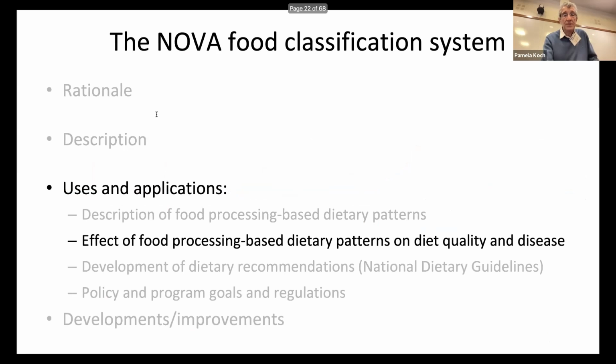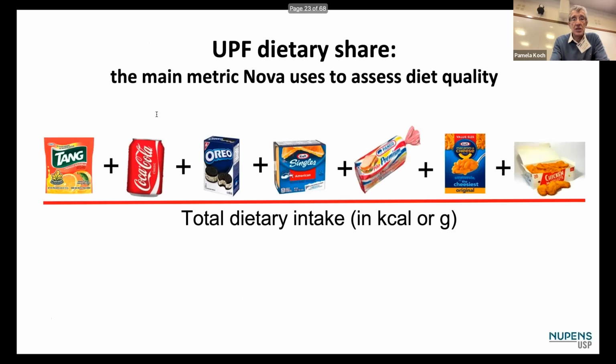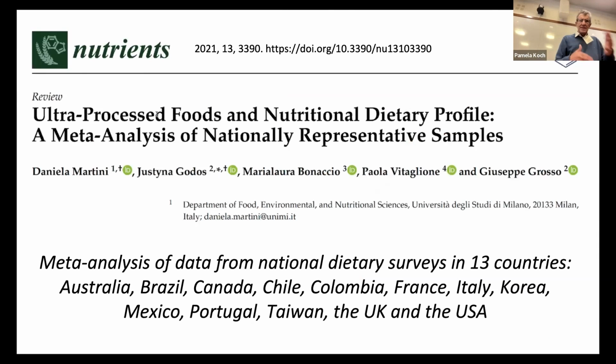Well, now let's see directly the effect of these patterns, consuming more or less ultra-processed food, more or less freshly prepared dishes and meals, on diet quality and disease, right? The epidemiological studies. The main metric used to apply NOVA to a dietary data set is the UPF dietary share, which is the sum of all ultra-processed products, regardless of the type, divided by total intake in grams or kilocalories.